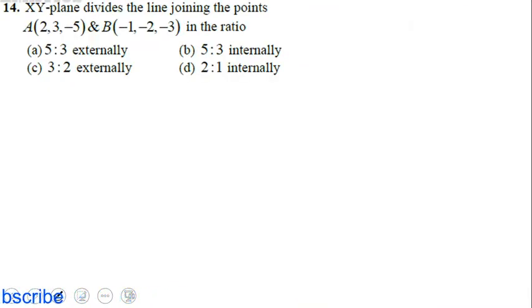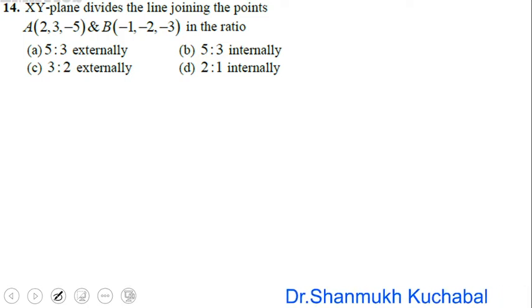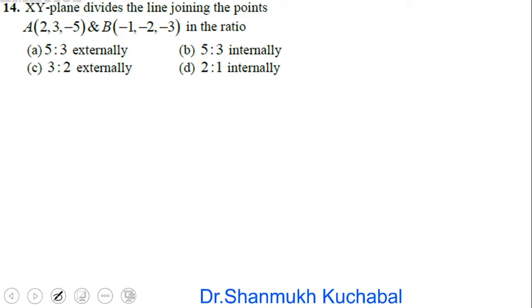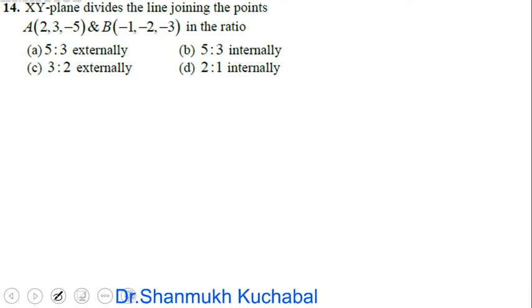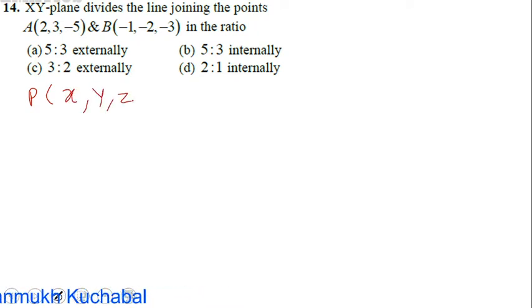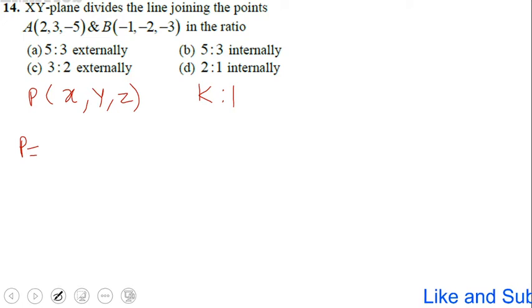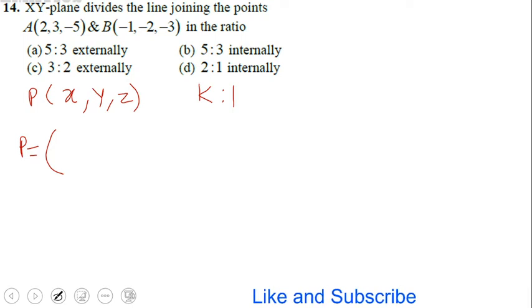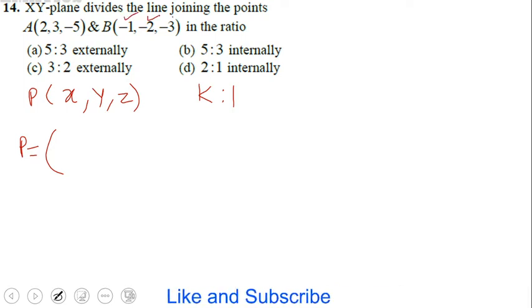The question is: the xy plane divides the line segment joining the points A and B. They are dividing externally or internally, and we have to calculate which. The point P, we will take as (x, y, z), and we will take the ratio as k is to 1. So further, we have to use the section formula, with x2, y2, z2 and x1, y1, z1.